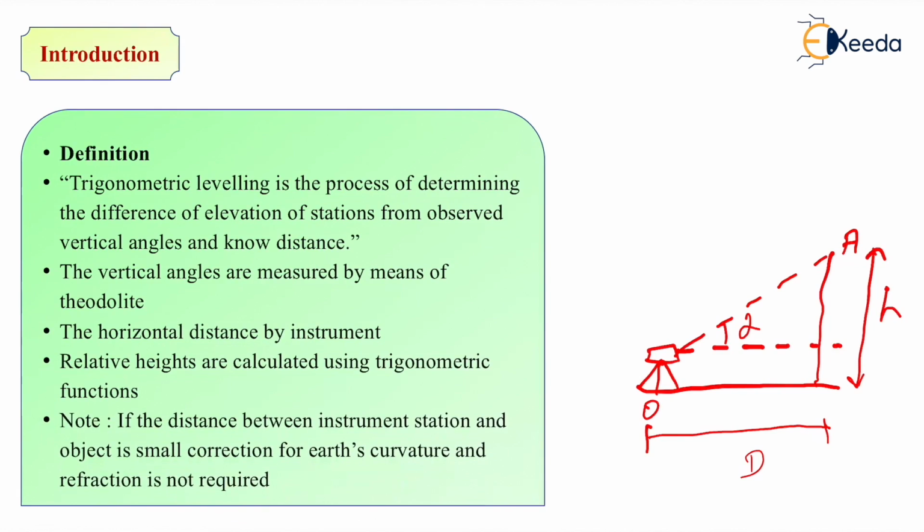Note, if the distance between the instrument station and the object is small, correction for earth curvature and refraction is not required. But if the distance between your instrument station and the object is very large, then we have to use correction for earth curvature as well as for refraction.